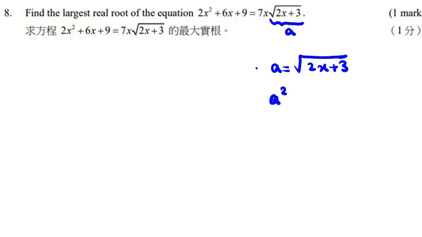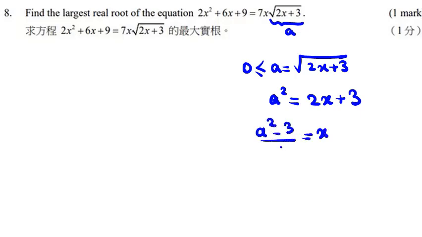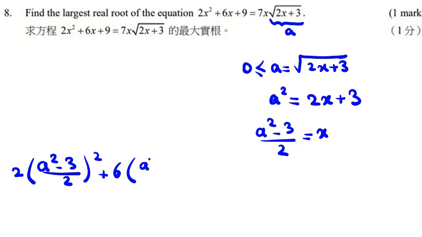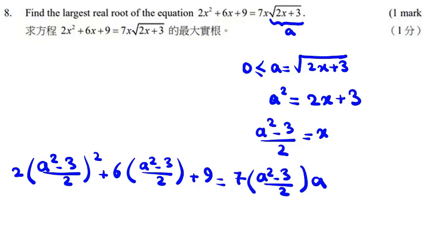Okay, so if you square both sides, and we know a is at least 0 because it's a square root, we want to use that in the rest of the solution. a squared is 2x plus 3, so we can say x is (a squared minus 3) over 2. Now I want to replace this x here. It will be 2 times ((a squared minus 3) over 2) squared plus 6 times (a squared minus 3) over 2 plus 9 equals 7 times (a squared minus 3) over 2 times a.